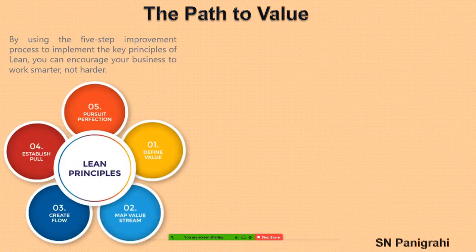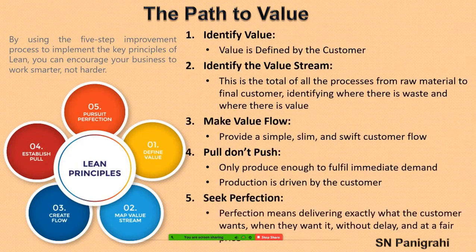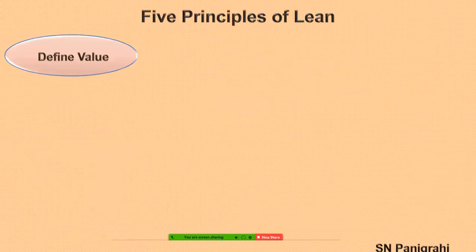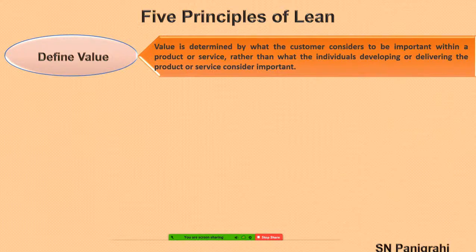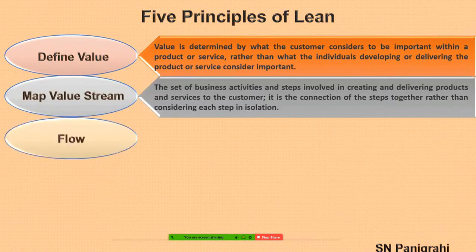Then in lean, as I told you, there are 5 principles. One is define value, then map value stream, create flow, establish pull, and pursue perfection. Perfection is continuous improvement, that is, continuous improvement is built into the system. Defining value is the fundamental. First we have to understand what the customer is willing to pay for and what the customer values. Voice of customer we have to understand. Then we have to convert the voice of customer into measurable parameters, the CTQ, the quality which the customers require. It has to be measurable parameters which can be incorporated in the process itself.